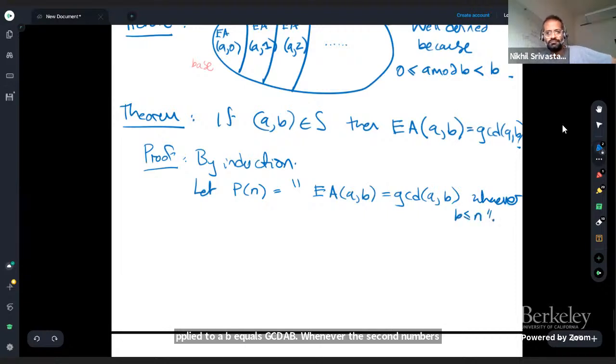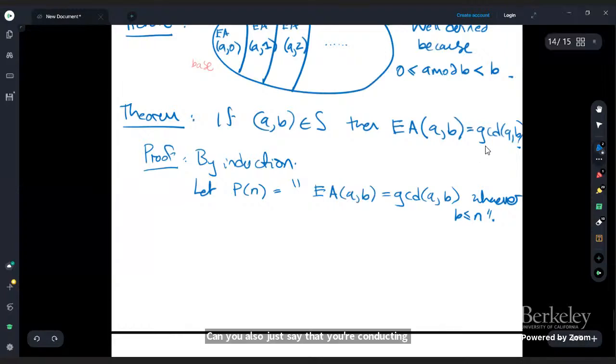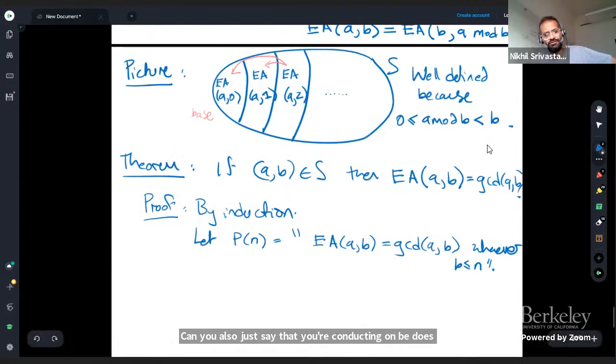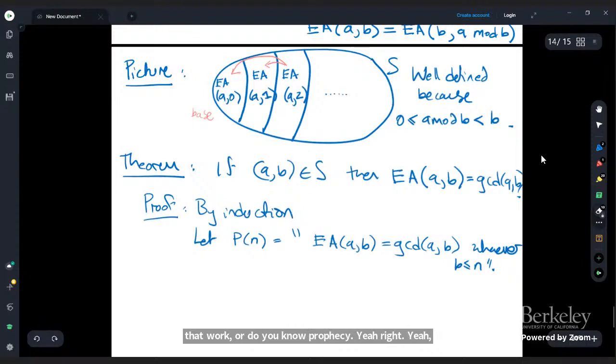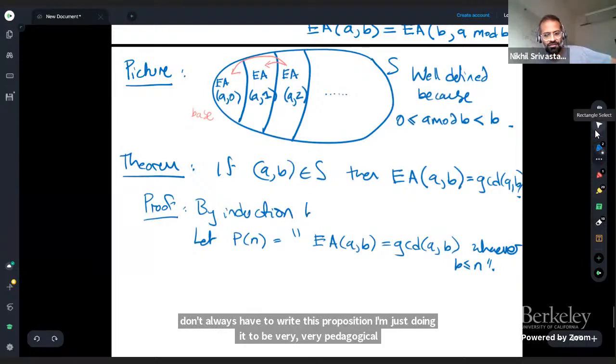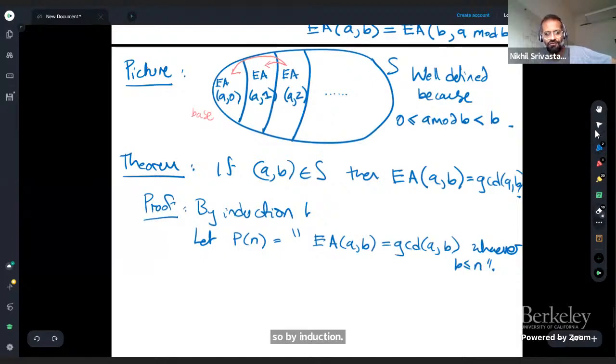Can you also just say that you're inducting on B? Does that work? Or do you have to say it in the proposition? Yeah, you're right. You could just say by induction on B. So you don't always have to write this proposition. I'm just doing it to be very, very pedagogical. So a maybe more sophisticated way to write it is by induction on B.